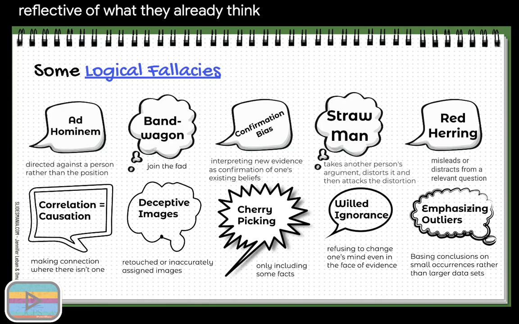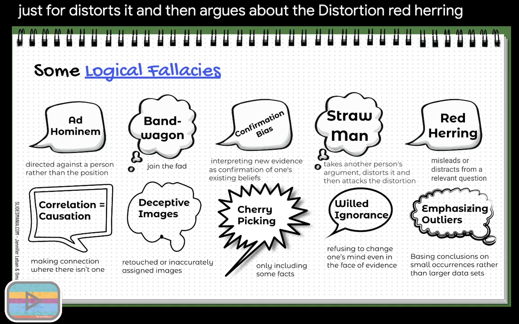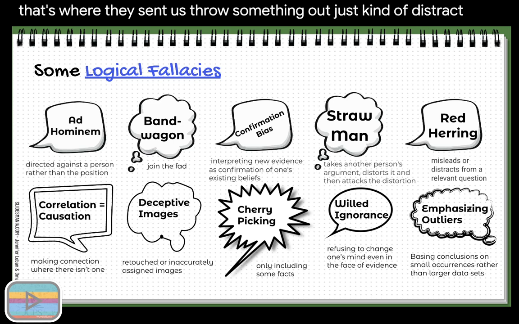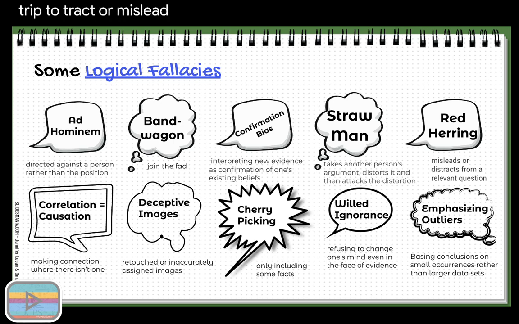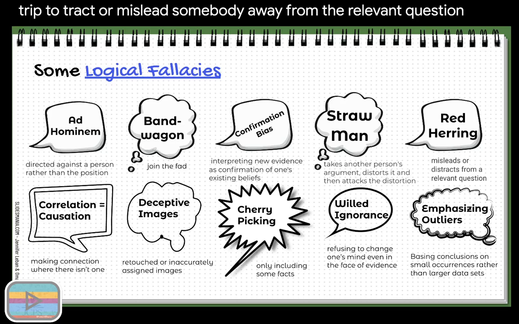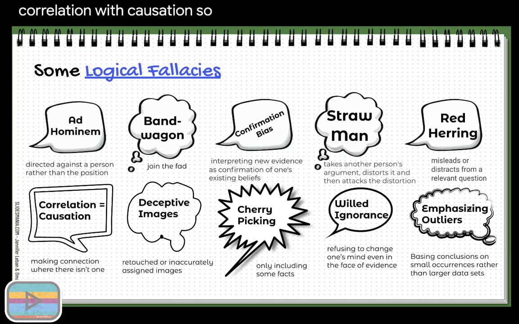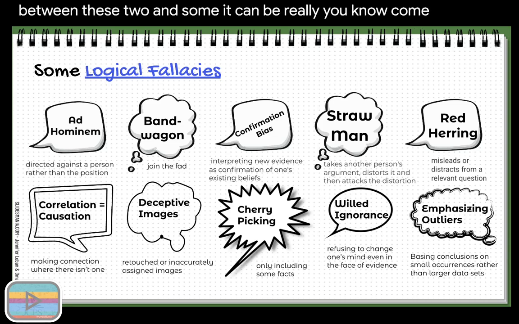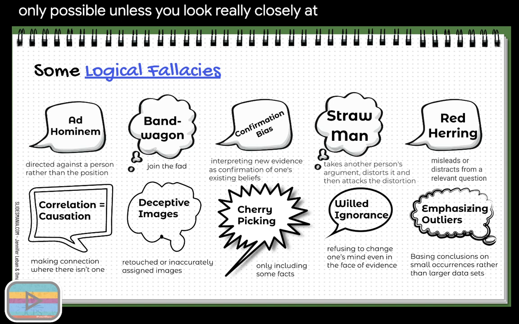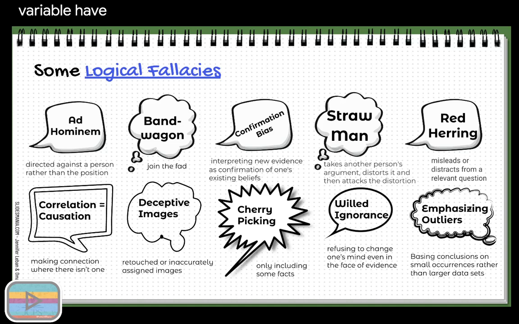The straw man takes somebody's argument and then distorts it and then argues about the distortion. Red herrings, that's where they throw something out to detract or mislead somebody away from the relevant question. Correlation with causation, we see this a lot, where they'll take two unrelated events but somehow draw a conclusion between these two. And it can appear really plausible unless you look really closely at whether these two things really have a whole lot to do with each other. Or could a different variable have impacted why something occurred?